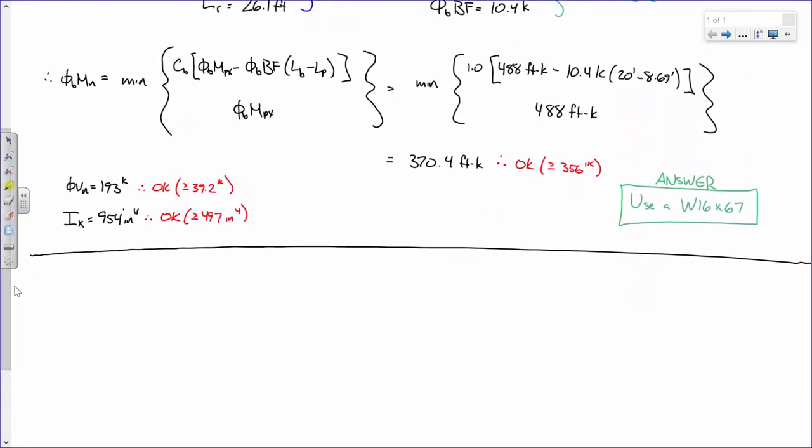Case 2. What's the difference between case 1 and case 2? Help me out. We don't know C sub B. So, how are we going to do that? Well, we're going to have to compute C sub B. We're going to have to break out that CE312 structural analysis muscle and flex that a bit.